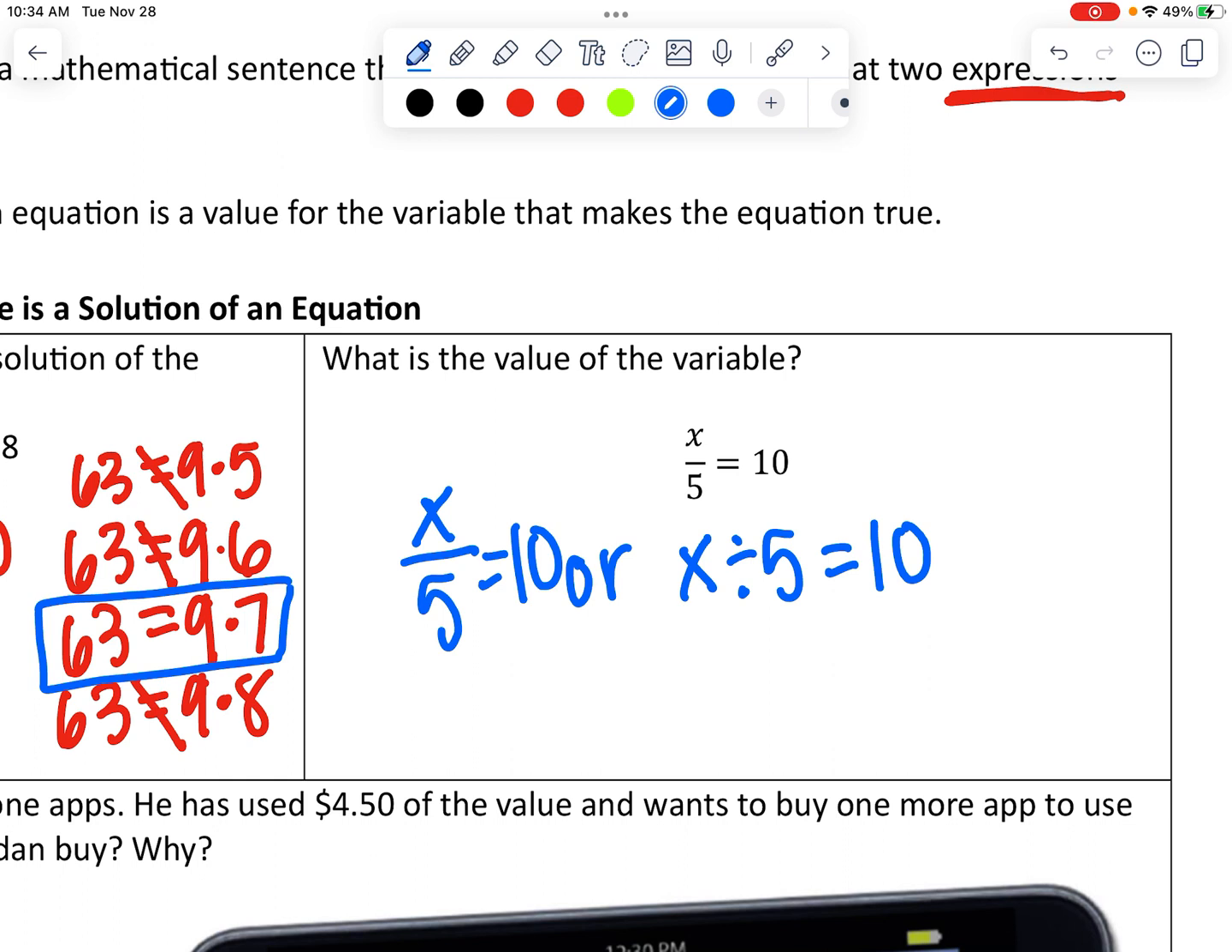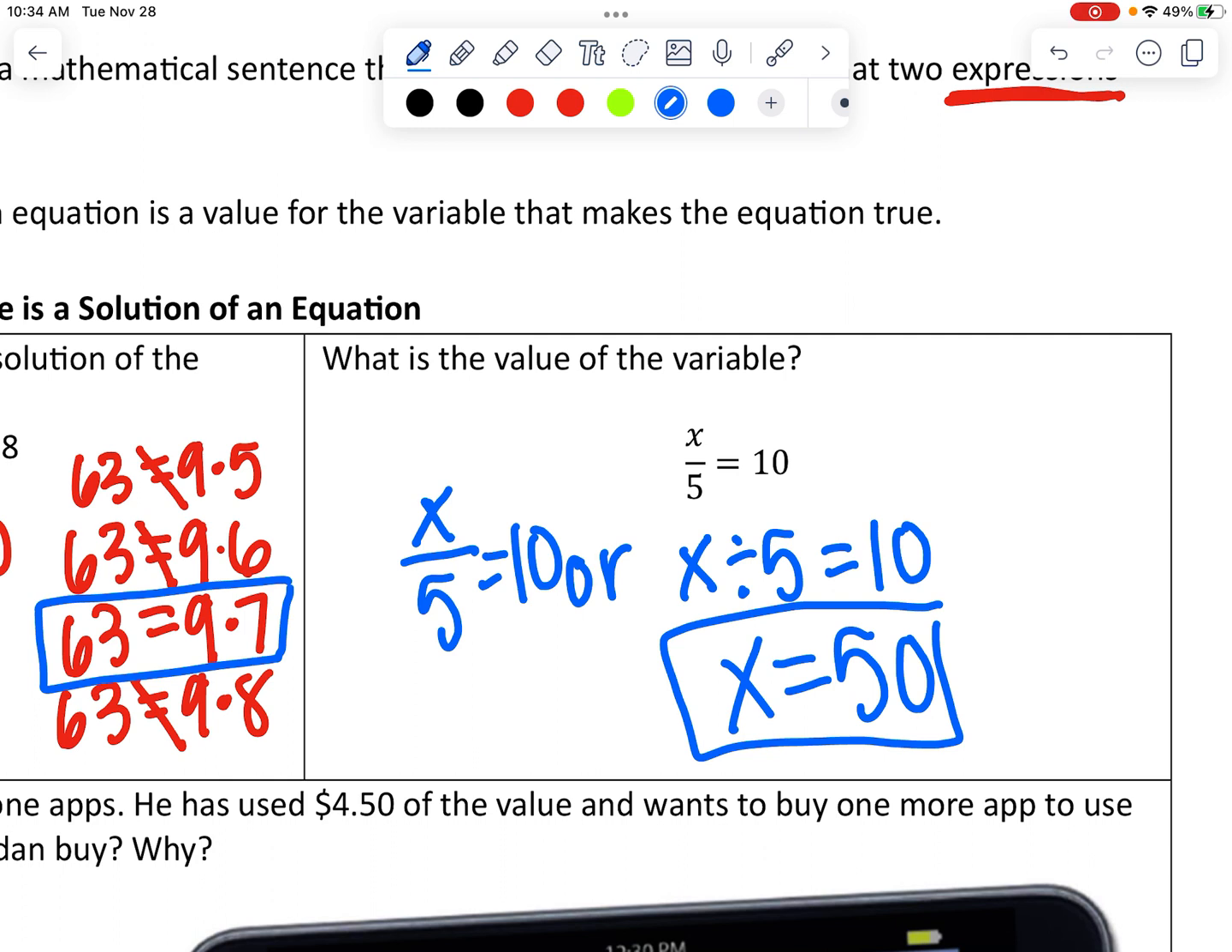Okay, and no, the answer is not 2, because if we did 2 divided by 5 equals 10, we would get a decimal. Okay, so what divided by 5 equals 10? Hopefully you can do that in your head, and you can know that x equals 50. Okay, and if we plug that 50 in, we'd get 50 divided by 5 equals 10, which is correct. Okay, you can always plug your number into the equation to make sure you got it right.